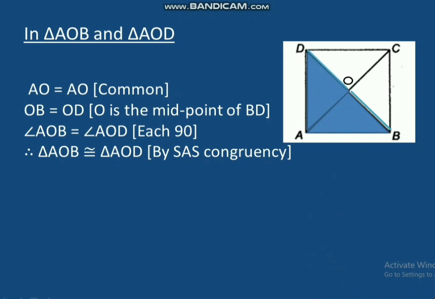Next, angle AOB is equal to angle AOD. Both of them are 90 degrees because it is again given that the diagonals bisect each other at right angles. So the angles formed around O are 90 degrees. Therefore, by the SAS congruency rule, we can conclude that triangle AOB is congruent to triangle AOD. Since these two triangles are congruent, their corresponding sides, that means AB and AD, are equal.